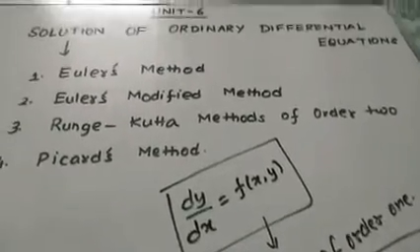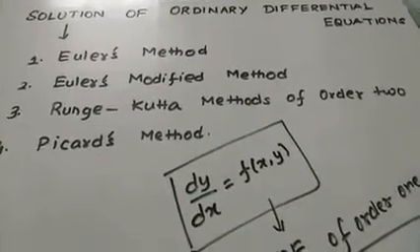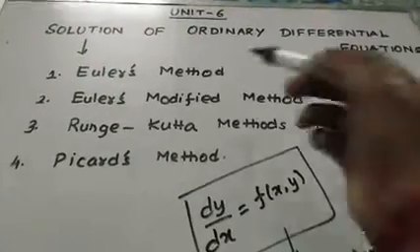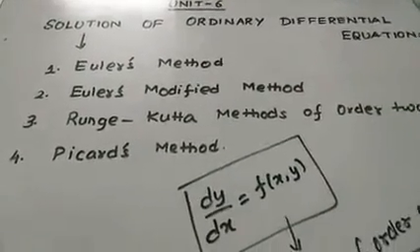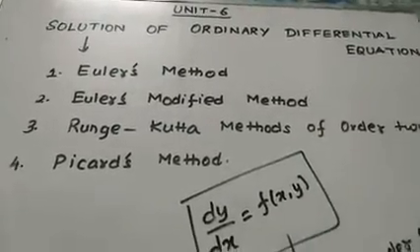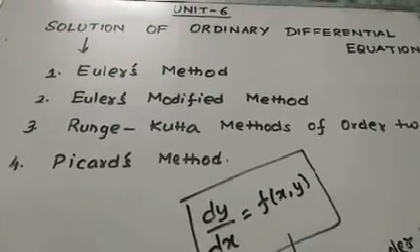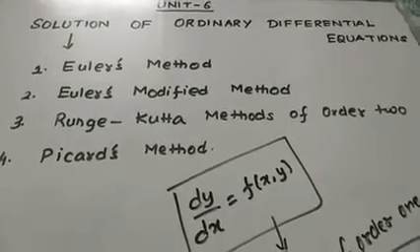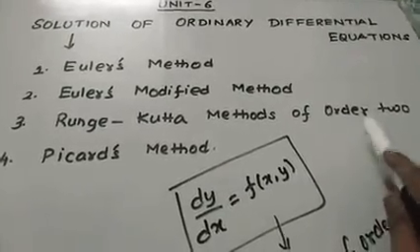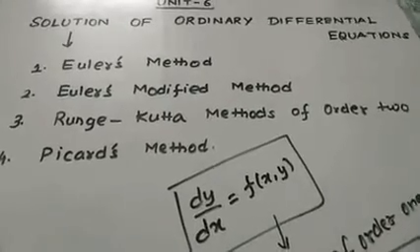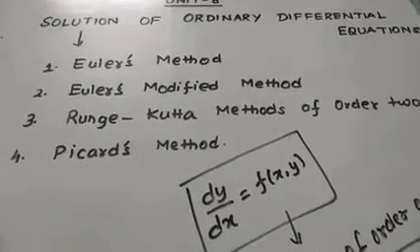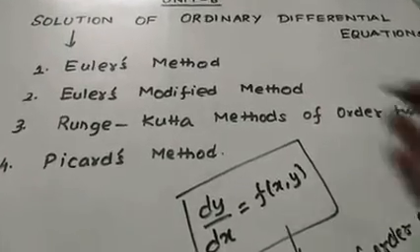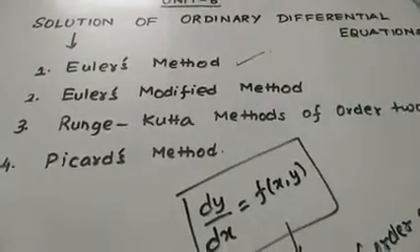So in this particular unit we are going to solve this type of equations with the help of these four mentioned methods. Number 1 is Euler method, number 2 is Euler modified method, number 3 is Runge-Kutta method of order 2. Order 2 is in your syllabus, order 4 is not included in your syllabus, and number 4 is Picard's method. So today we are going to study the first one, that is Euler method.